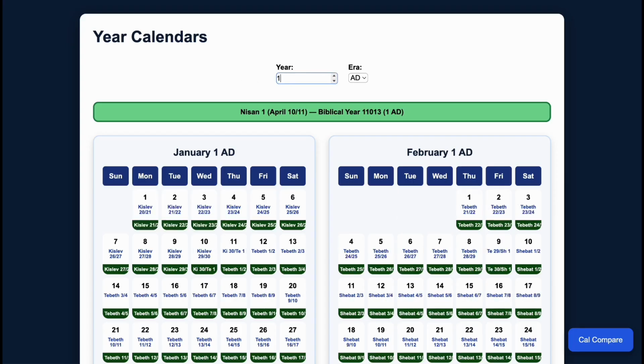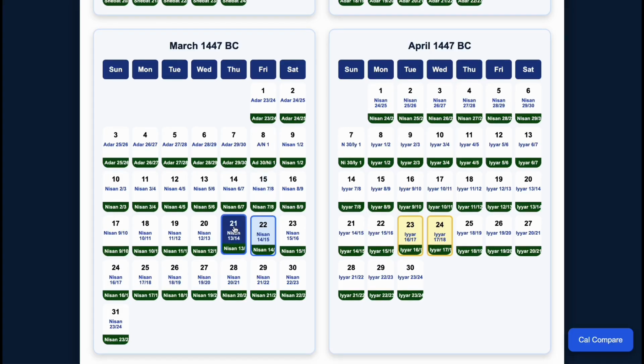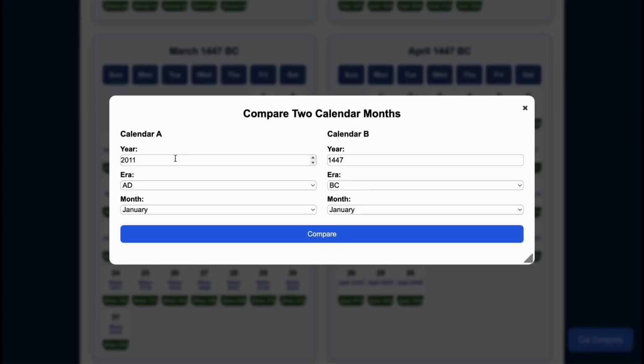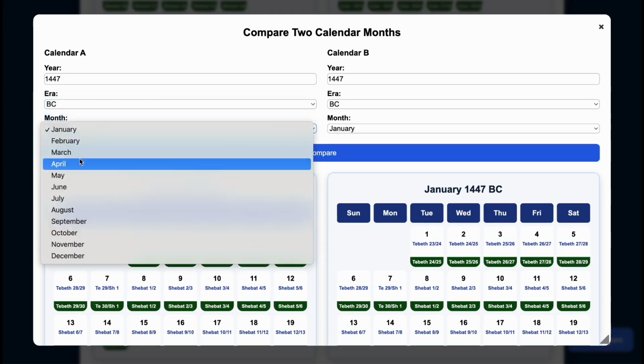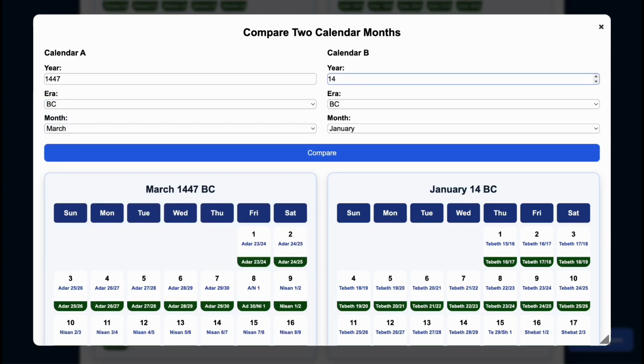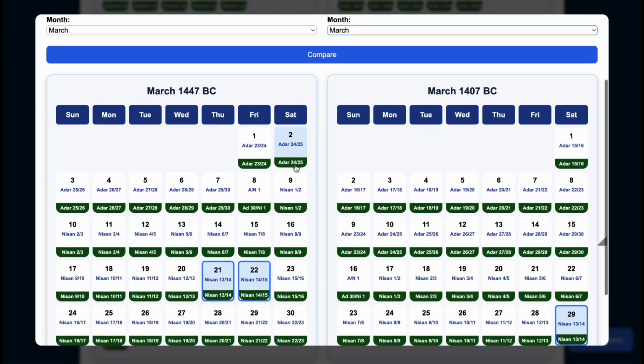We're going to go to 1447 BC. We're going to see that Passover falls on March 21st / March 22nd. Now this would have been the beginning of Nisan 14. That was Passover. And then they left on the 22nd. That's Nisan 15, March 22nd. We're going to pull up this little tool here and go to 1447 BC, March, and then we're going to do 1407 BC, March. We're going to compare the two calendars.